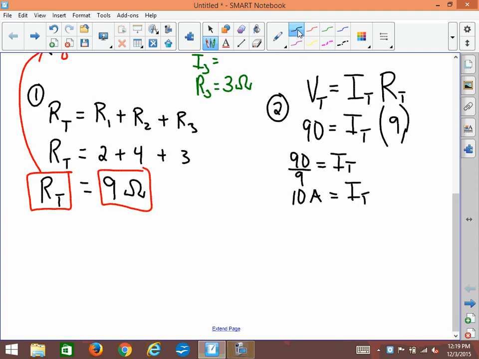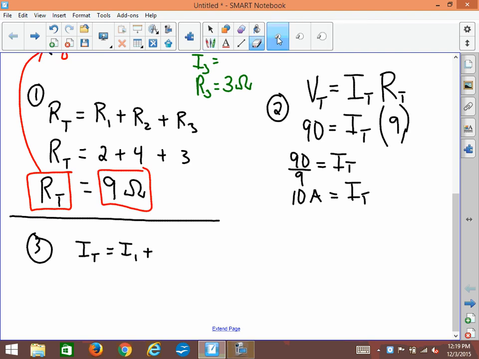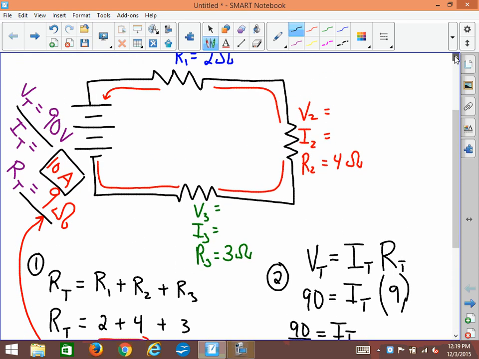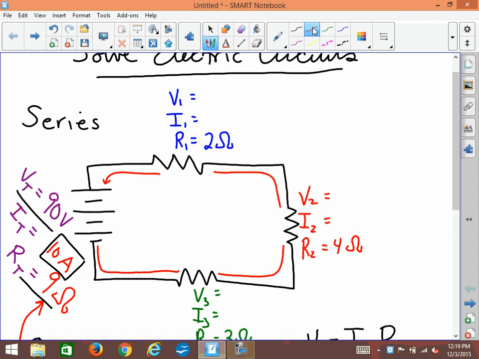So for step 3, it's kind of an easy step. I'm going to write this, step 3. Maybe draw a line here. Step 3, the total current is equal to the current at load 1, which is equal to the current at load 2, which is equal to the current at load 3. And since the total current is equal to 10, that means all the other ones are also 10. 10 amps, 10 amps, and 10 amps. So that's an easy one.